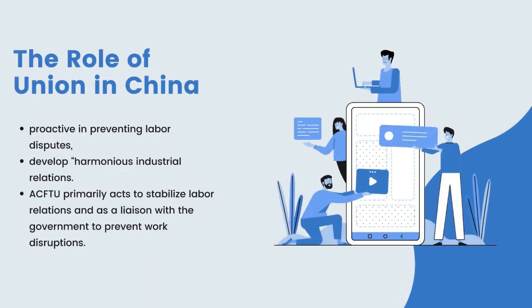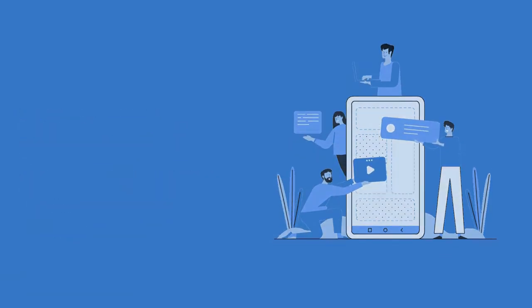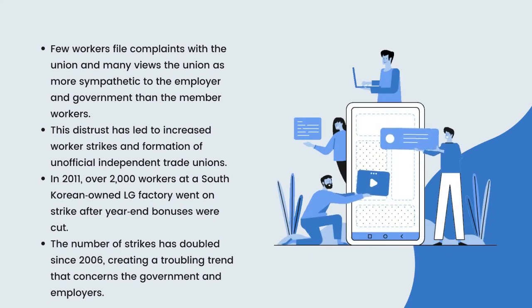The role of unions in China is quite different from many Western unions. The role of ACFTU is to be proactive in preventing labor disputes and develop harmonious industrial relations. ACFTU primarily acts to stabilize labor relations and as a liaison with the government to prevent work disruptions. Few workers file complaints with the union and many view the union as more sympathetic to the employer and government than to the member workers. This distrust has led to increased worker strikes and formation of unofficial independent trade unions.